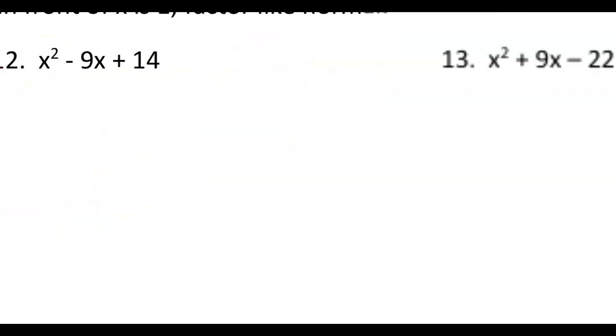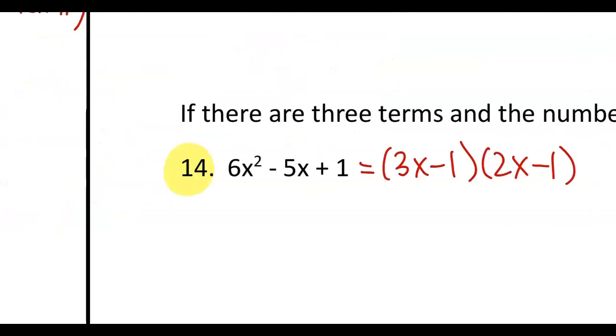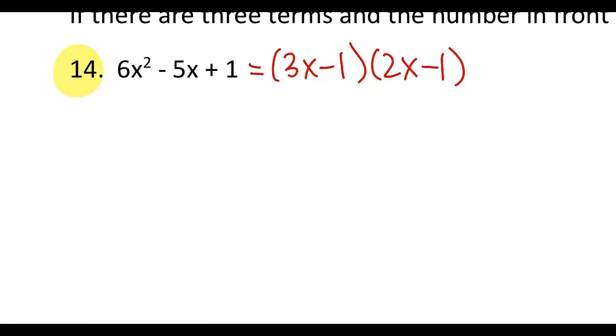All right, last question I'm going to look at before we actually complete the content is question 14. So with question 14, it says if there are 3 terms and the number in front is greater than 1, you have to factor by grouping. So I'm reading the little directions at the top up here. So we're going to have to factor this by grouping.